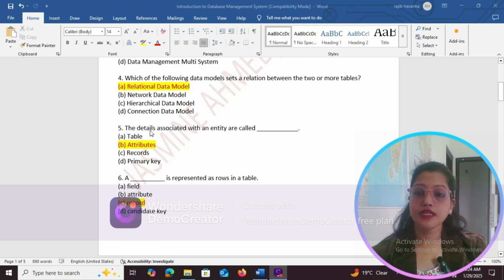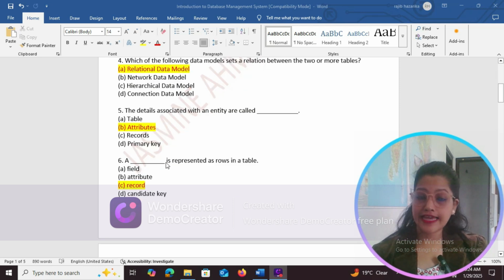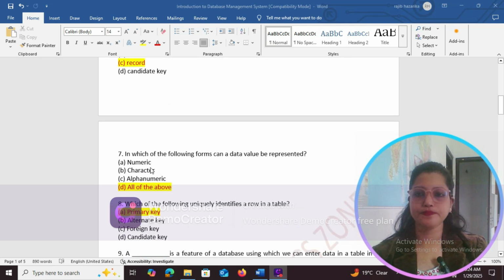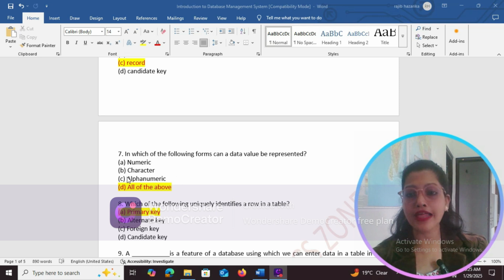The fifth question, the details associated with an entity are called attributes. So this question, a dash is represented as a row in a table. It is record. In which of the following forms can a data value be represented? We all know it is represented as a numeric value, character value, and also alphanumeric. So the answer is all of the above.